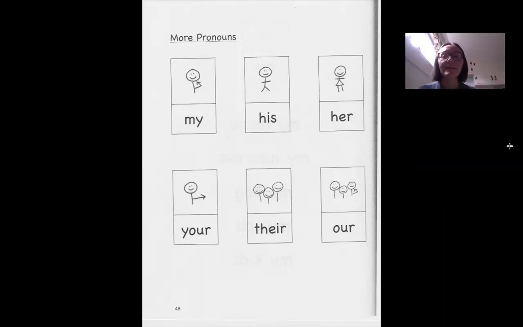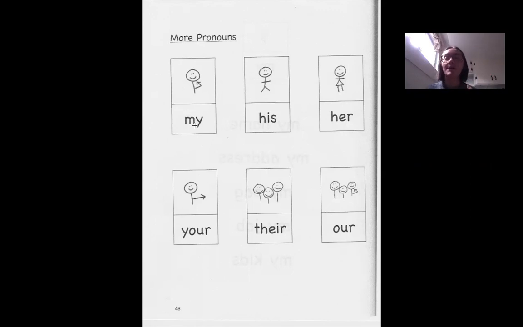So today's lesson, we are going to talk about more words that we can use instead of people's names. So we talked about I, he, she, you, they, and we. So now we're going to talk about words that we use when we want to say someone owns something, something belongs to somebody, something goes with somebody.